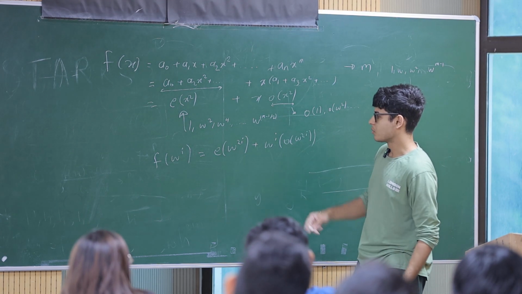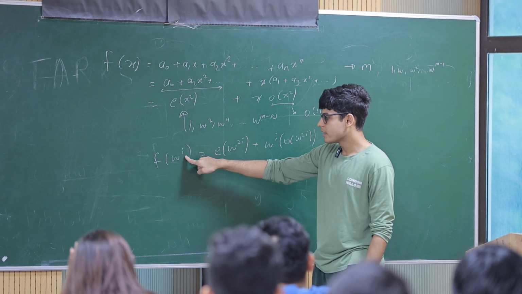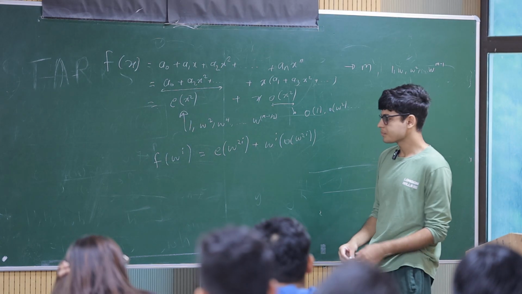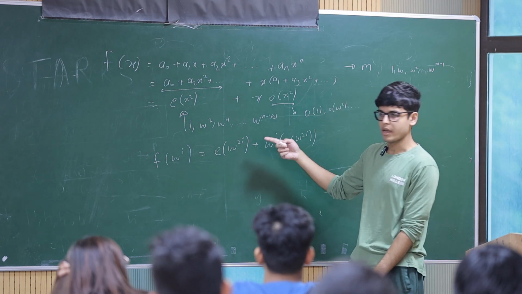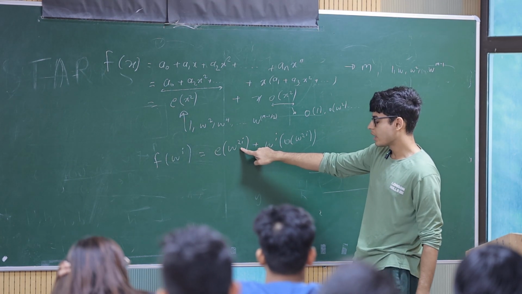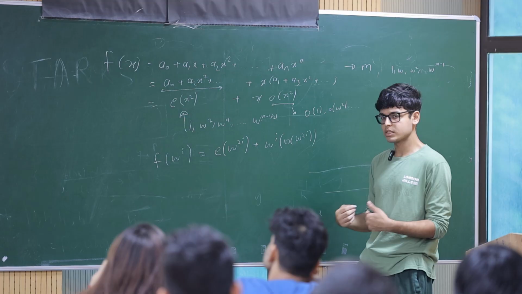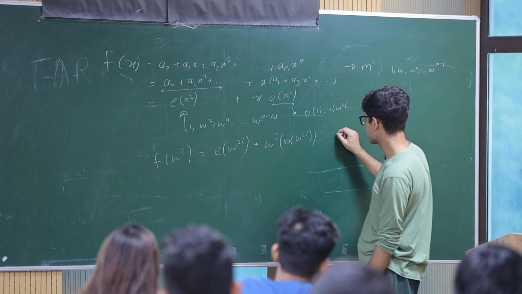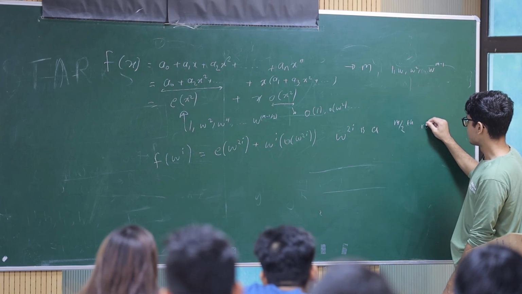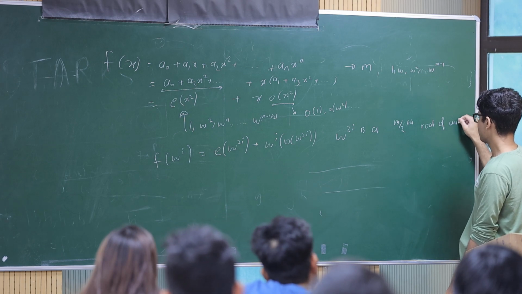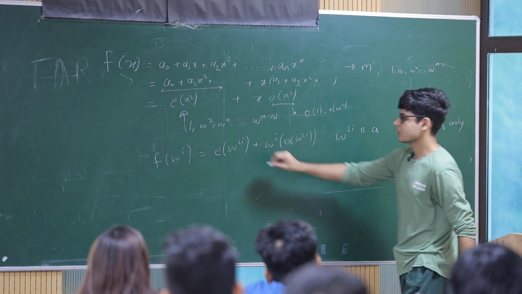I want to evaluate this polynomial at omega raised to i, right? So omega raised to i is one of the mth roots of unity, right? For that, I need to evaluate the even polynomial at omega raised to 2i, right? Do you agree that omega raised to 2i is the m by 2th root of unity? So omega raised to 2i is the m by 2th root of unity. Do you agree with this? Okay. So, and omega raised to 2i is of this form.